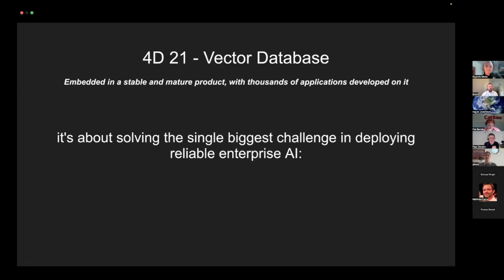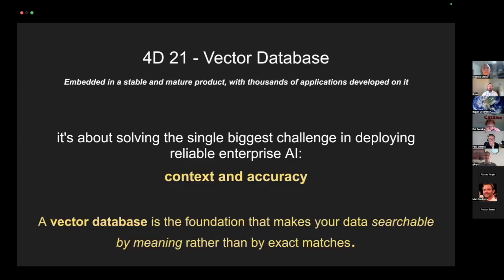Because it's about solving the single biggest challenge in deploying reliable enterprise AI, which is context and accuracy. Or in other words, a vector database is the foundation that makes your data searchable by meaning. And here I'm going to point out, by meaning rather than exact matches. So yes, it is a big deal. It's a huge deal for you guys.